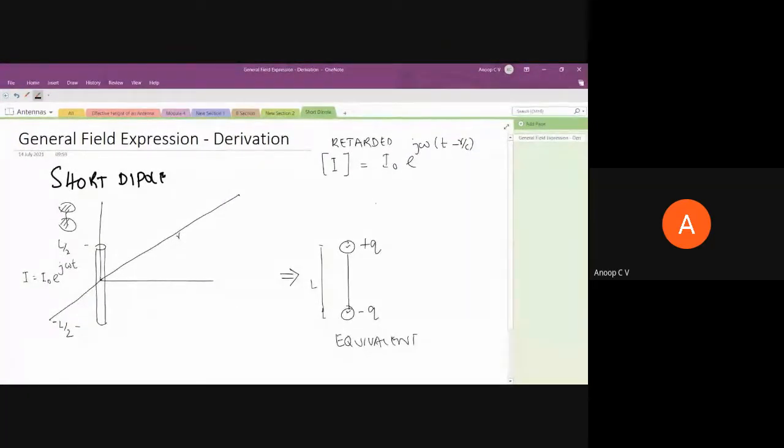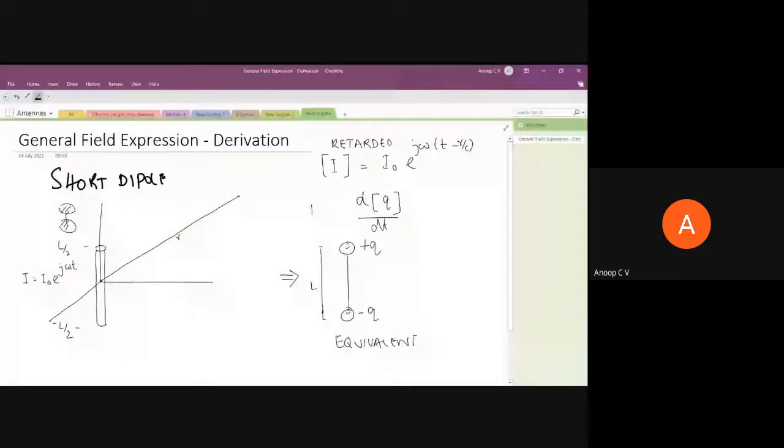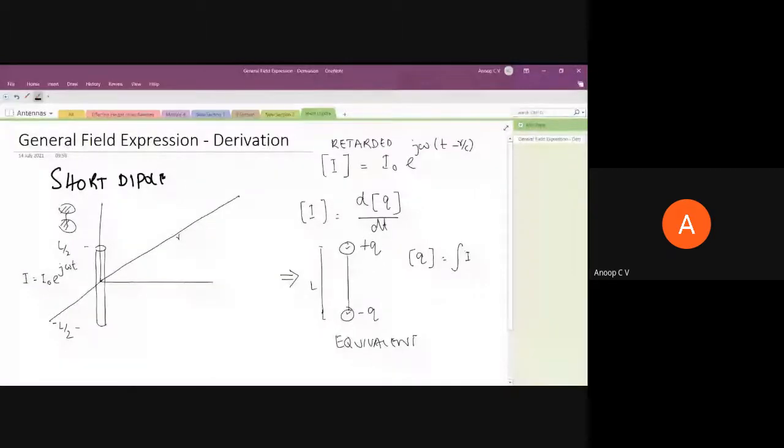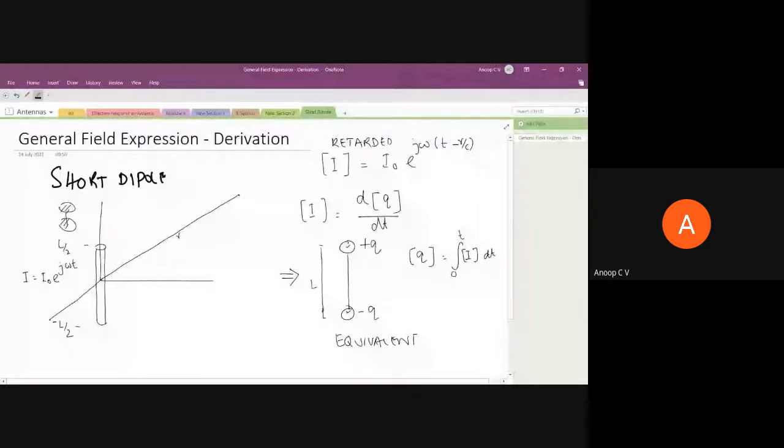This charge q is related to I as I equals dq by dt. Or if I want to find q, that will be the integral of I dt, from 0 to t. Suppose the current started flowing at time t equal to 0, and if you want to see the charge accumulated at any time instant t, I have to integrate I from 0 to t. These are the things which we already know.